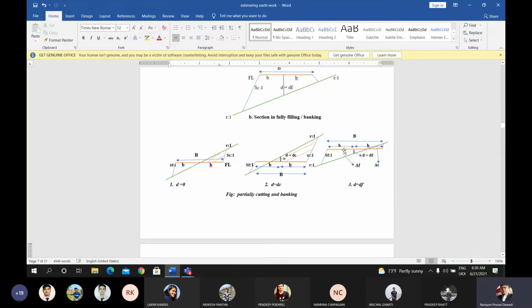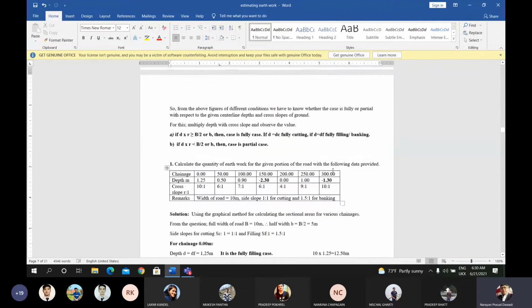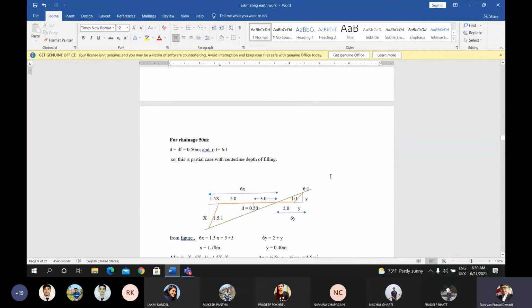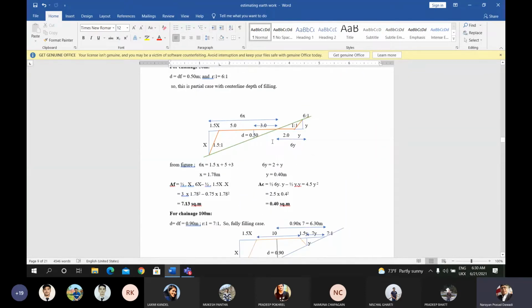Okay, you have to draw this type of figure. Now I have drawn the figure here. This yellow figure is of the partial case, having a depth equal to 0.50 filling. So the filling area is larger here than the cutting area.